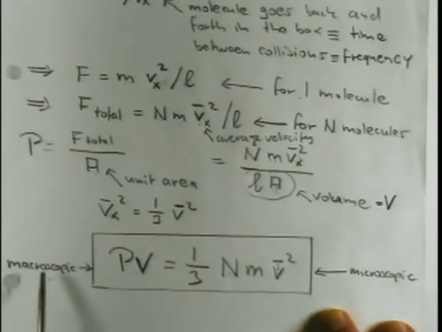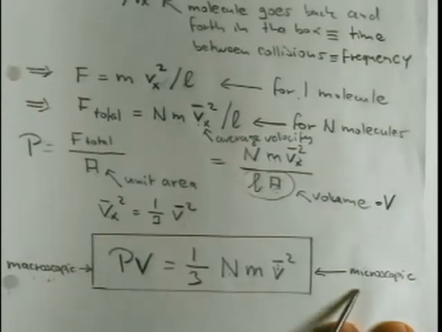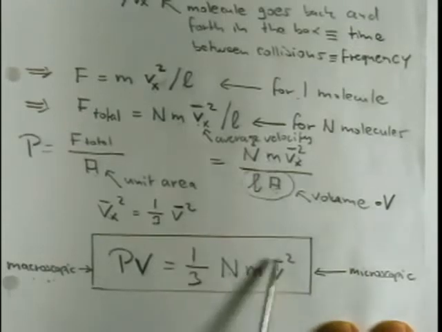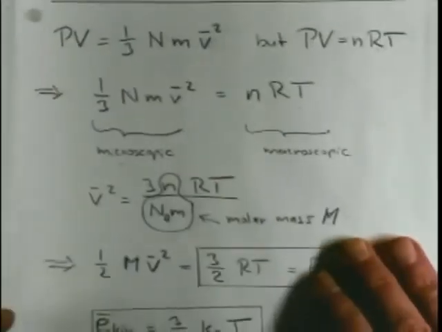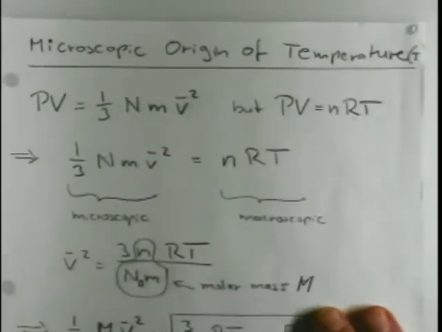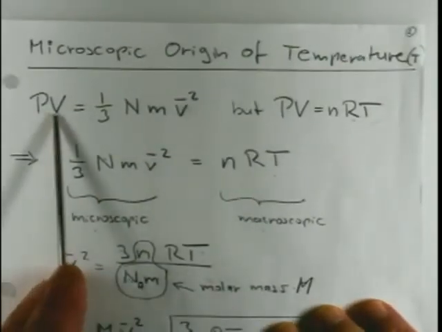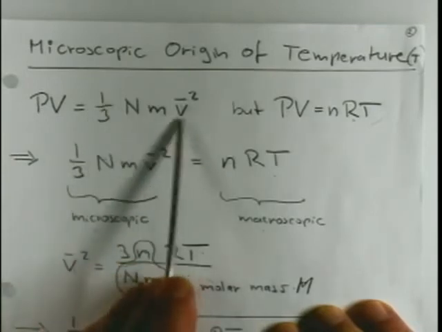So we link the macroscopic properties to the microscopic. Actually, they are not microscopic, they are nanoscopic. We know that these molecules are in the size of nanometers and smaller. So microscopic is actually an old word. We should say nanoscopic properties. And so P times V is 1/3 times N times M times V bar squared. So that's the average velocity. So now we want to find the microscopic origin of the temperature. We just did this here: P times V is 1/3 N times M times V bar squared.